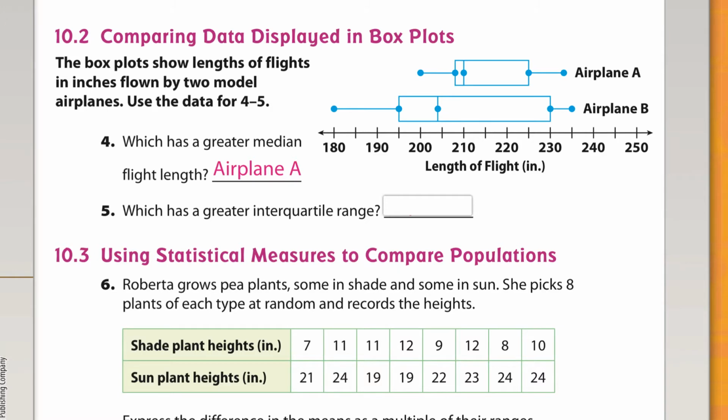And then which has the greater interquartile range? This is another visual thing, because the interquartile range is the length of the box, the distance from the left side to the right side. So what it's asking is, which one has a larger box from left to right? And clearly it's B. From there to there is larger. You can find the exact value, but we can see it visually. It's airplane B.